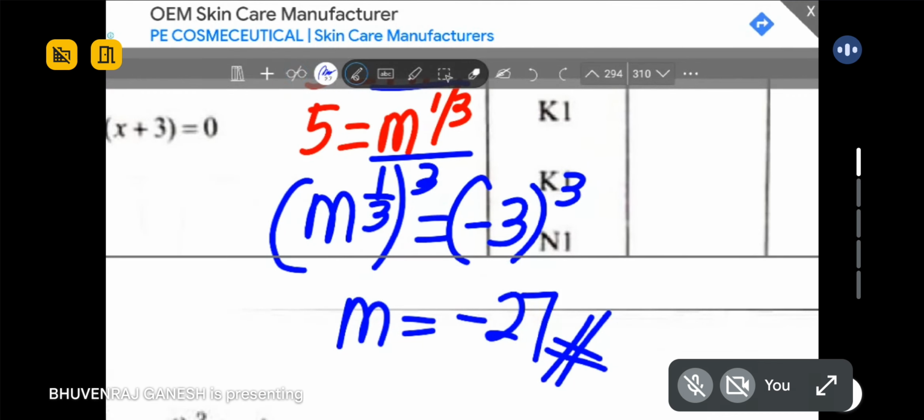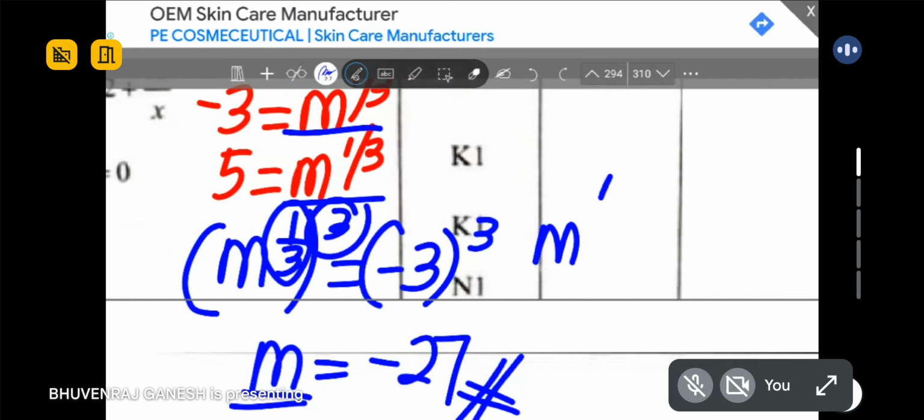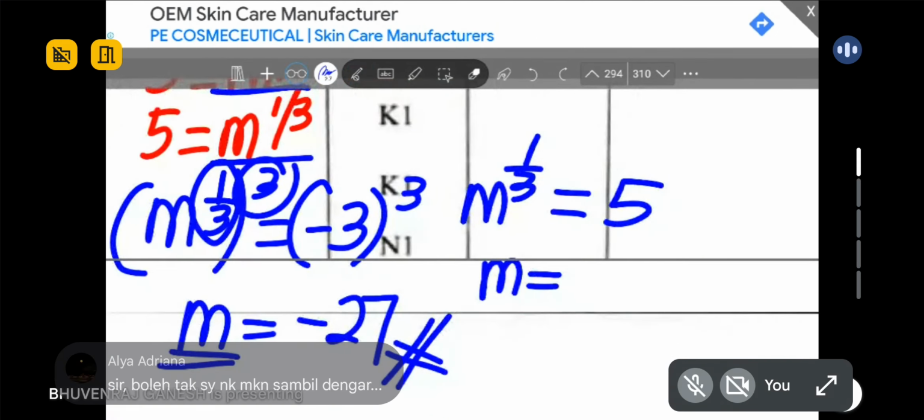I just power 3 both sides of the equation because 1 over 3 times 3, the answer is 1. Which is m lah. m power 1 is m. Same concept. m power 1 over 3 equals 5. So guys, can you all tell me what is the m value here? Apa nilai m?